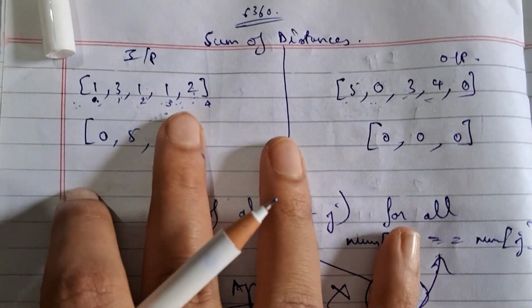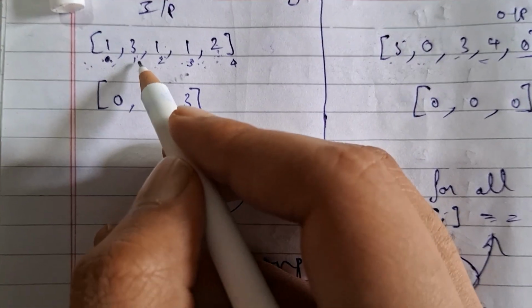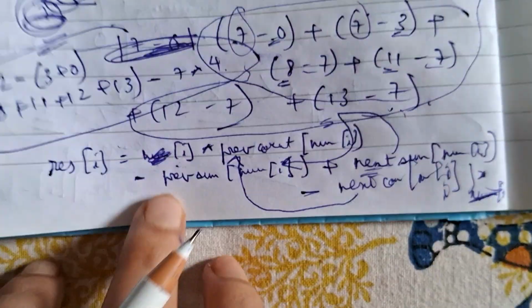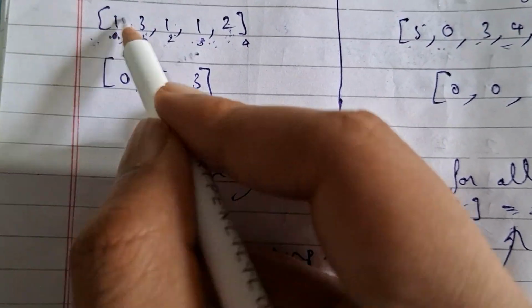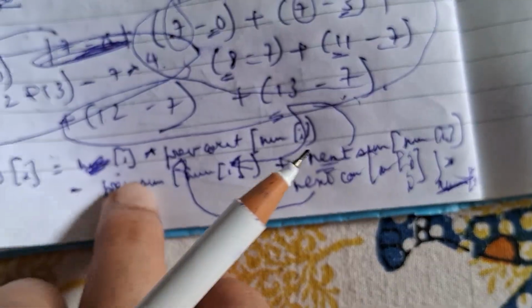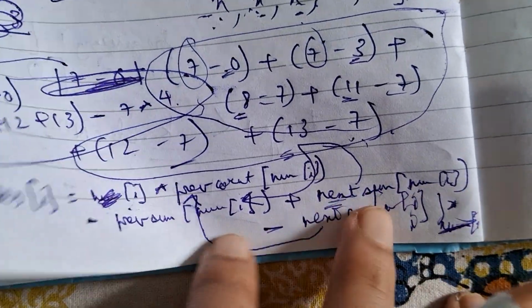So let's check it out with this example. 0, 1, 2, 3. Let's check the formula: i into previous count. How many are there previous of this? 0. So there is nothing, so i into 0 is 0. So we don't consider this, right? Minus previous sum. How many are there previous of nothing? So we are not going to consider this. Next sum minus next count into i.